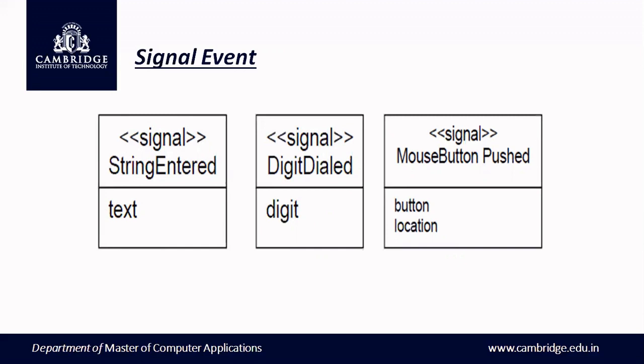So here we have three different examples, where the first one is string entered, where the signal is string entered, and the parameter or variable that we are using is text, right? And the second one is digit dialed. String entered is when we give input through the keyboard, when we enter any string in the form of text. The input we give will be displayed on the monitor. That is sent in the form of a signal to display on the monitor. So that is a signal event that will occur.